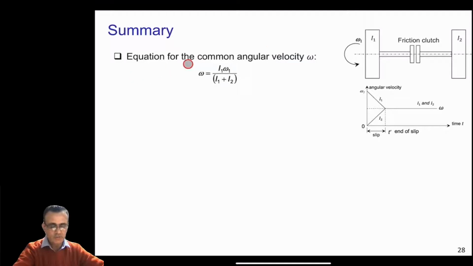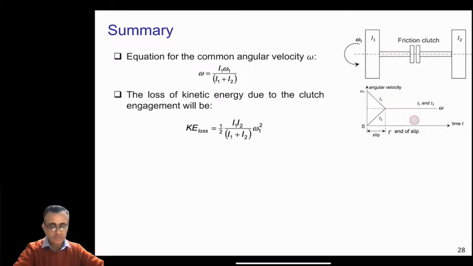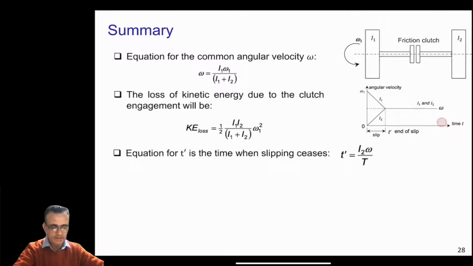So the equation for the common angular velocity omega was this equation here. And we also discussed this diagram here, where omega 1 is decreasing and omega 2 is increasing. And finally, we will have this common angular velocity. Now, the loss of kinetic energy due to clutch engagement will be this equation here, which you can calculate by just calculating the initial kinetic energy minus the final kinetic energy.